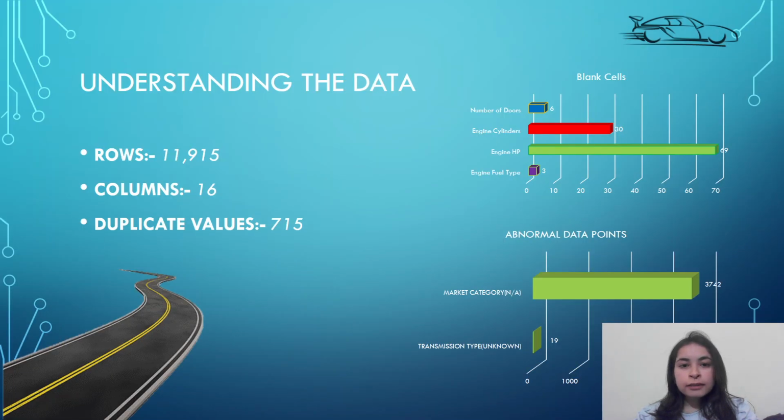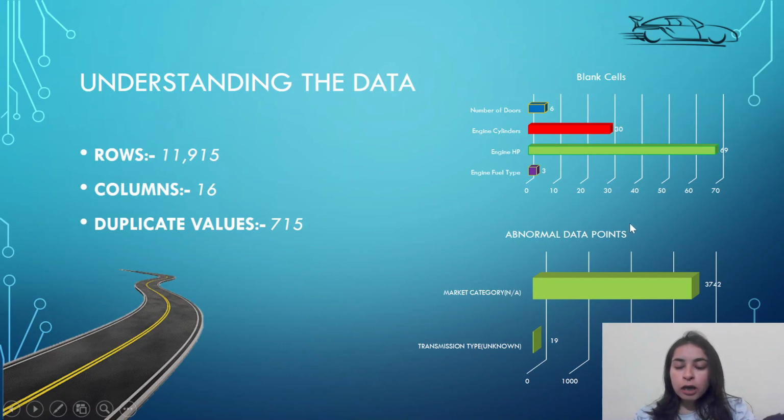Let's first start with understanding the data. This is what our data looks like. It has around 11,000 rows and 16 columns. The duplicate values we found are 715. If you talk about blank cells, there are many blank cells in each column, but these four columns which we can see on the screen have the highest level of blank cells, which we are going to remove in a further process.